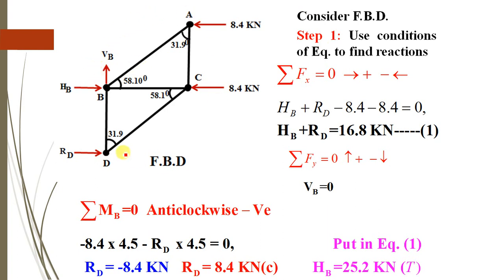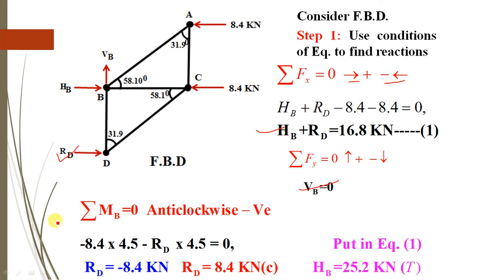Okay, now this is the whole truss. Here is the hinge support, so I have shown it by 2 reactions. Here is the roller support, so I have replaced it by 1 reaction. Now consider the equilibrium of the total truss. Apply the first condition, summation of Fx is equal to 0, towards right positive, towards left negative. So HB plus RD minus 8.4 minus 8.4 is equal to 0. From that you will get this equation. Then the second condition of equilibrium, summation of Fy is equal to 0. So is there any force in y direction? There is no force in y direction, so you will get VB is equal to 0.